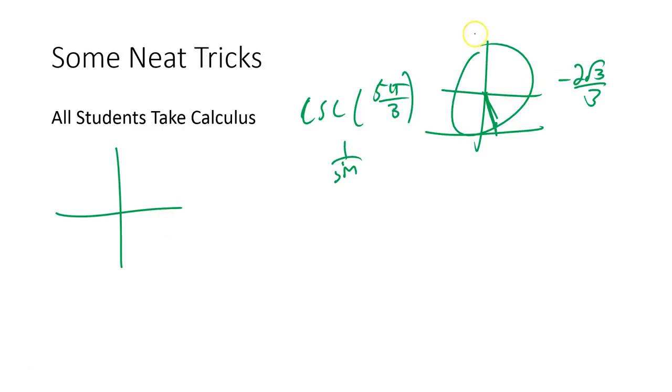There's a way to remember when sine, cosine, and tangent are positive, and it's all students take calculus. It goes in the order of how you would think about the circle going around counterclockwise. All means that sine, cosine, and tangent are all positive there, because you have a positive sine and positive cosine, so when you divide them, tangent will also be positive.